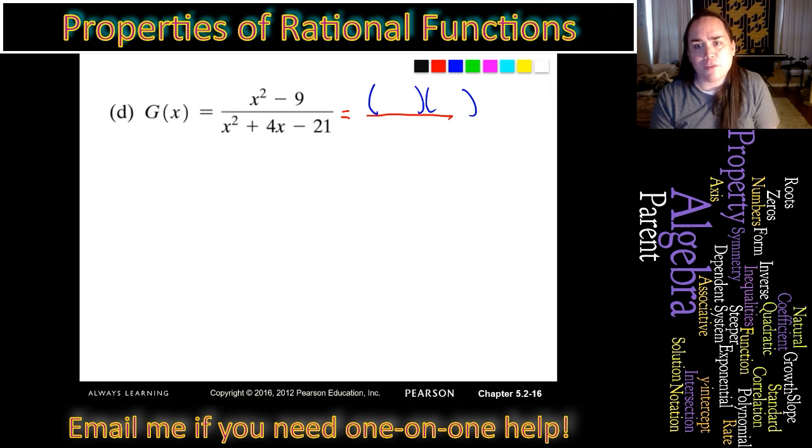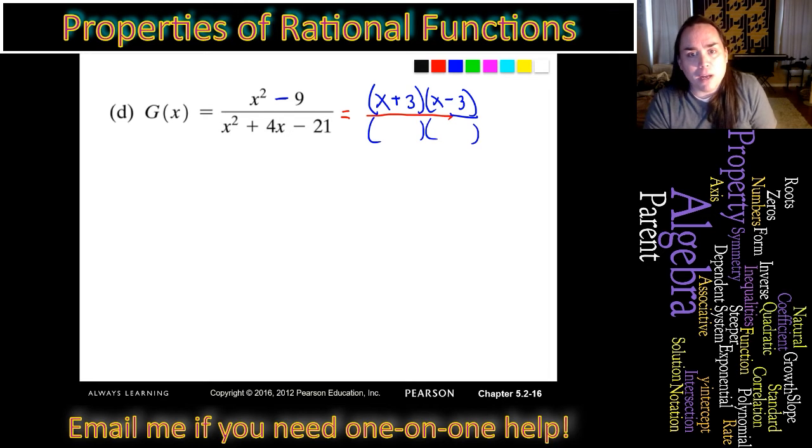So x squared, the square root is x, so x and x. 9, the square root is 3, so I put a 3 and a 3. And since I have the difference of two squares, one of them is plus and one of them is minus. The denominator, I'm going to factor this quadratic expression by remembering that I take a and c.